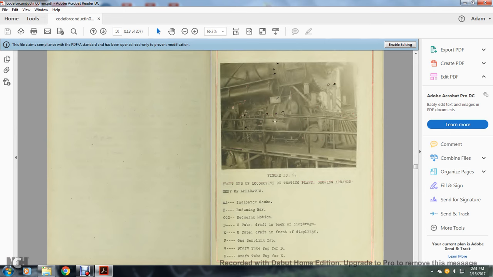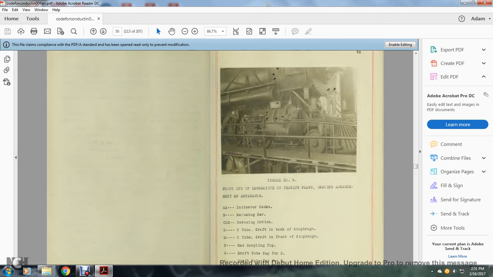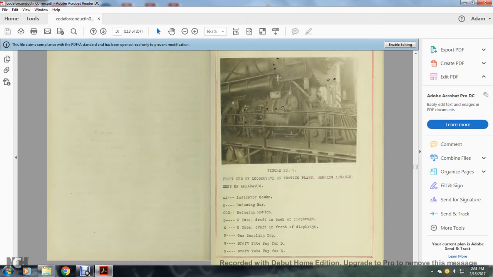A is your indicator cock, B is your reducing bar, C is reducing motion, D is the U-tube draft back of the diaphragm, E is the U-tube draft in front of the diaphragm, F is the gas sampling tube, G is the draft tube for D, and H is the draft tube for E.